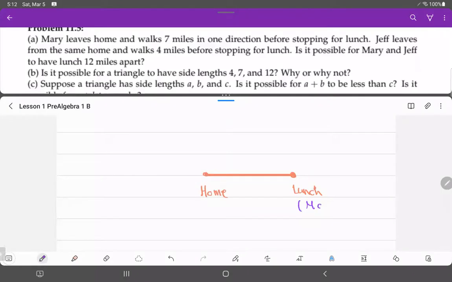Jeff leaves from home, the same home, and walks 4 miles before stopping for lunch. So we don't know basically which direction he moved. So let's make some assumptions. Suppose that he went this way. This is 4, and he stops here for lunch. This is Jeff. This is 7. This is 4.